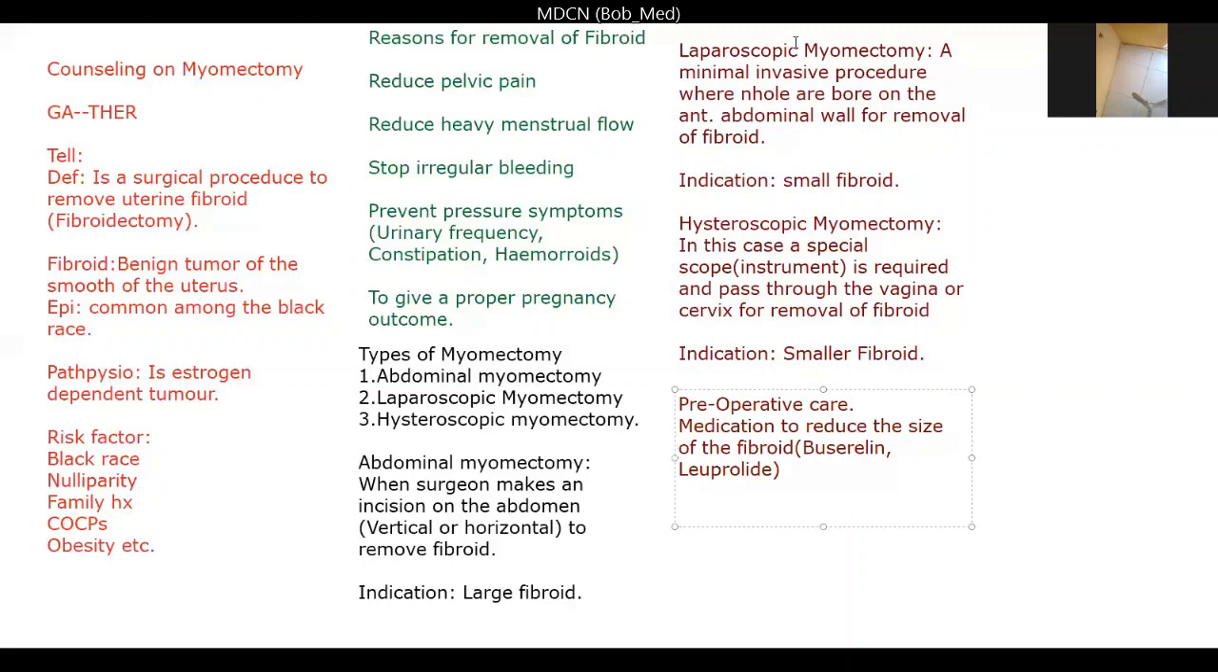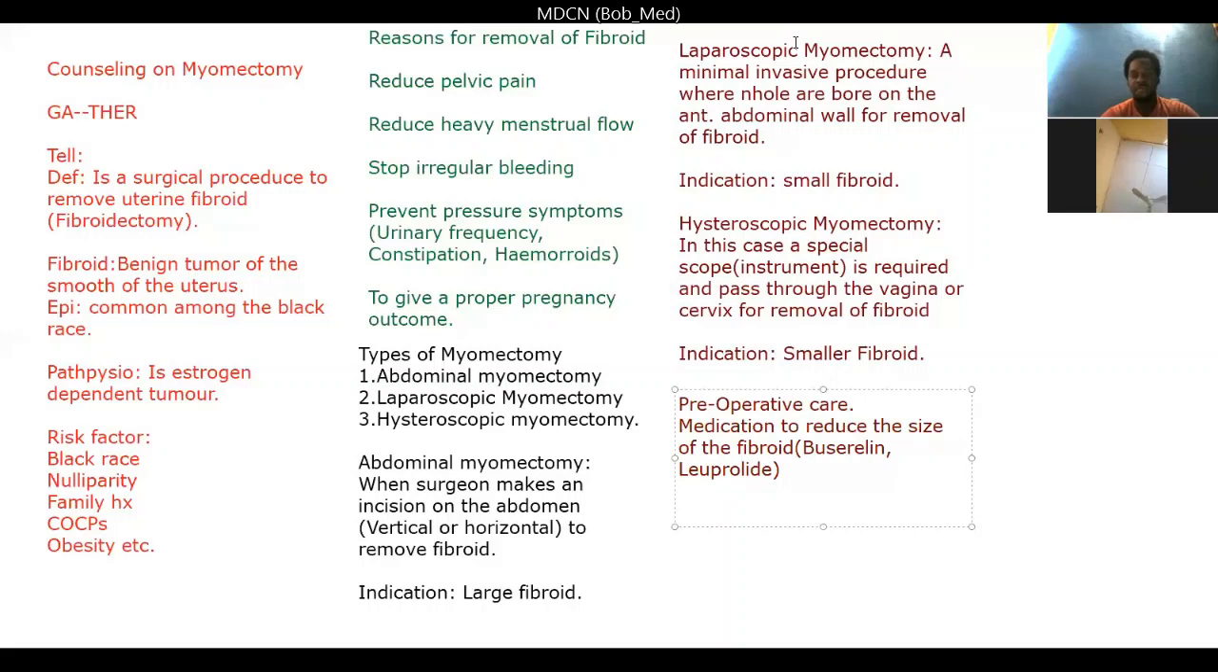And apart from that, doctors, it is very important to do certain preoperative investigations. Under preoperative care, you will do preoperative tests. You want to check the blood, the genotype, the group, the PCV, and everything. You want to do things like ECG, which is also very important. You want to do a pelvic ultrasound to know the size of the fibroid. Blood test is very important. You know this woman is already losing blood, so you want to check the PCV, the hematocrit, and everything.